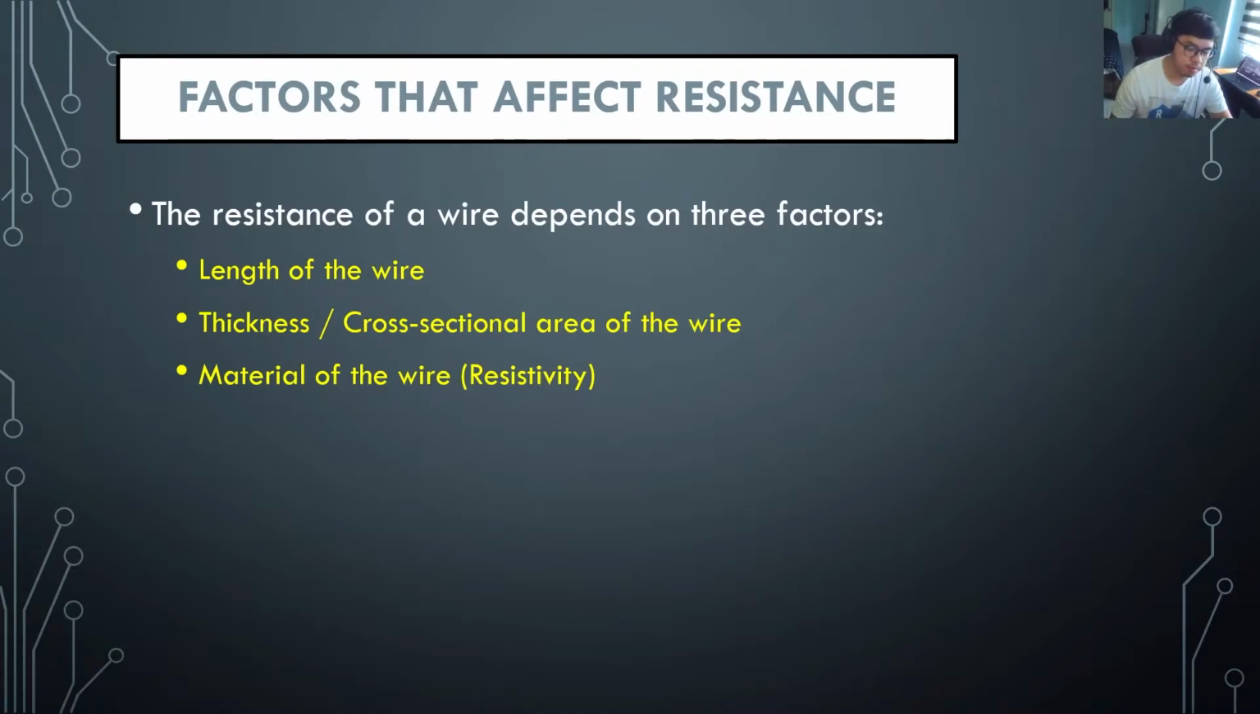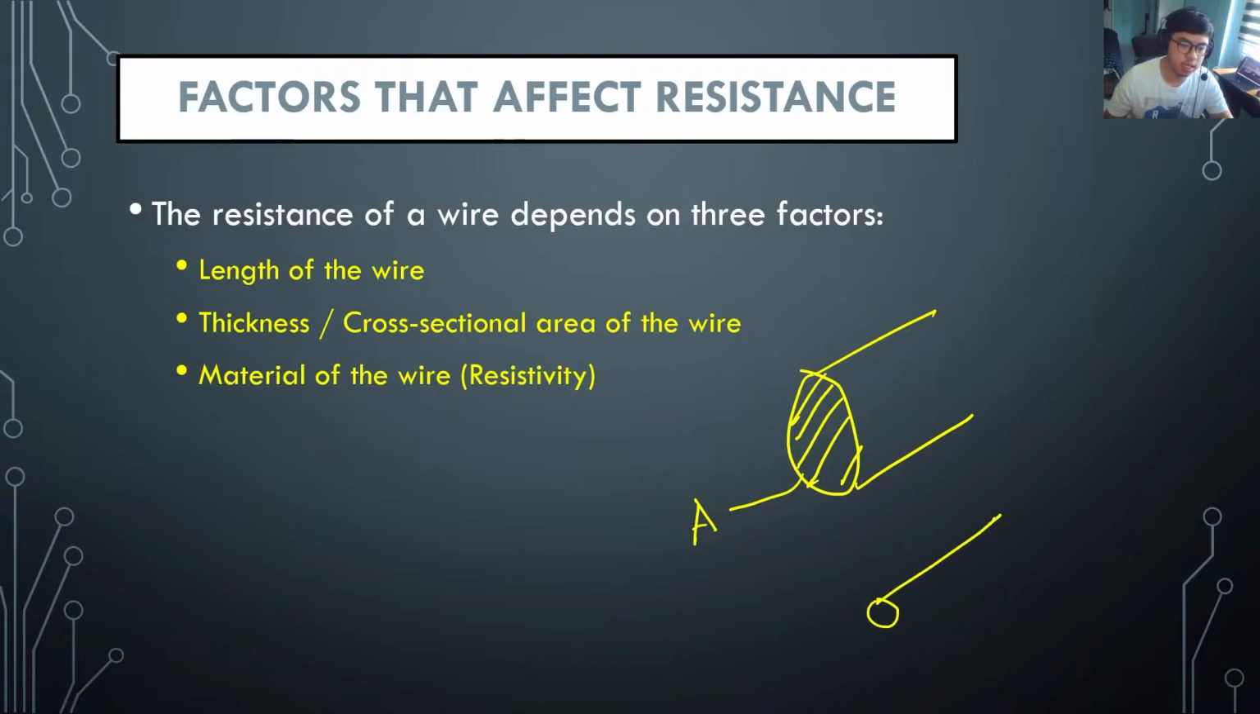So what do I mean by cross-sectional area? If this is the wire, it's this face here or this area here. This is the cross-sectional area. So this is a big cross-sectional area, and this is a wire with small cross-sectional area. So this first wire is thicker. A thicker wire has a big cross-sectional area, and a thinner wire has a small cross-sectional area.